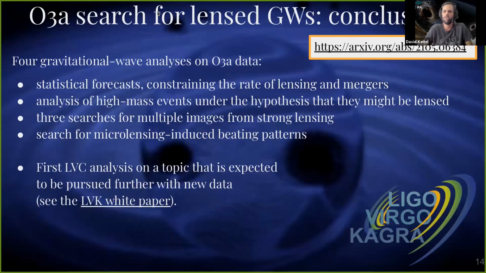So the conclusion of this search on the current LIGO-Virgo data set is that we did these 4 sets of analysis. We looked at the statistical forecasts constraining the rate of lensing and of mergers from it. We looked for high mass events that were surprisingly high mass to many modelers and checked if they might be lensed, with the answer, yes, they might be, but there's not really any evidence for that preferred over the standard distributions. We did 3 separate searches for multiple images from strong lensing, or 3 related searches, I should say, and found no clear candidates. Again, several pair candidates could be from the same source, but the overall Bayes factor is against it. And we also searched for these microlensing-induced frequency-dependent beating patterns and found no evidence.